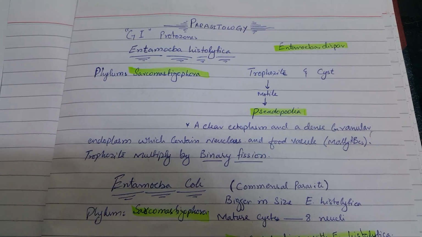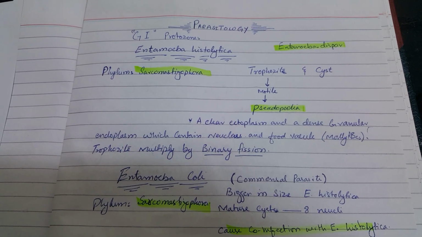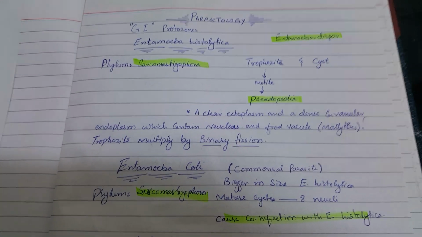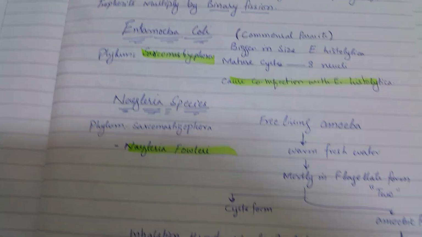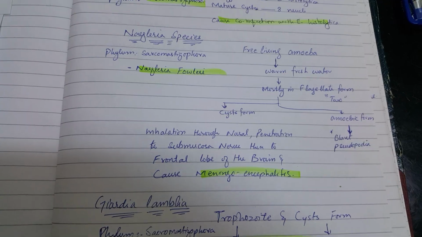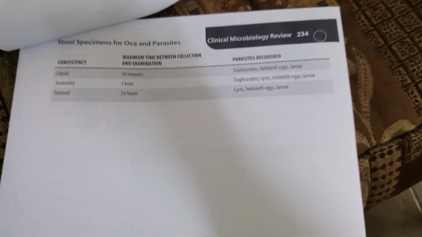In parasitology, the gastrointestinal protozoans are the major organisms: Entamoeba histolytica, Entamoeba coli, Naegleria species, and Giardia lamblia. First, we will start with the stool routine examination, because stool is the major test in parasitology.